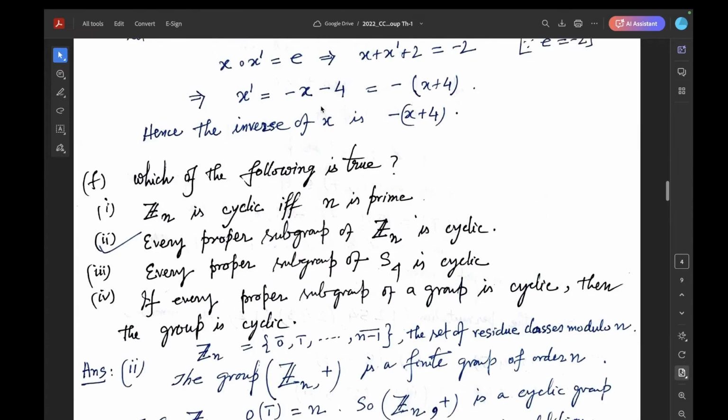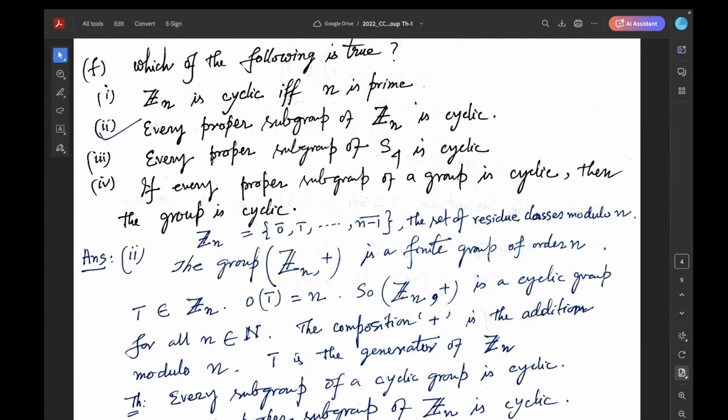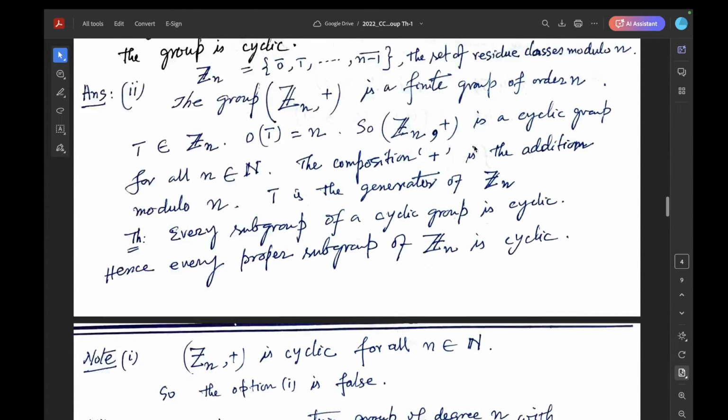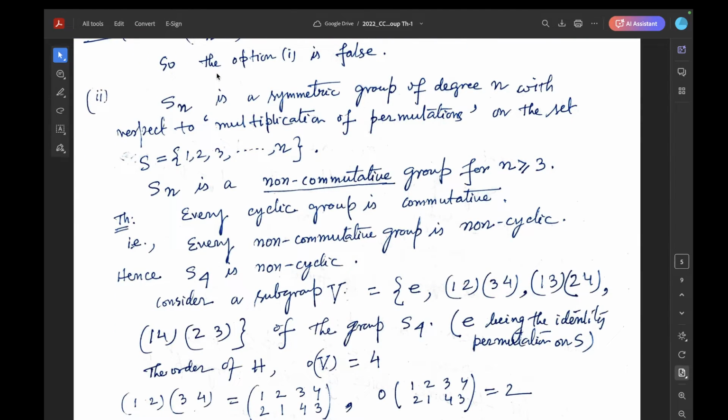Next, option 3: every proper subgroup of S4 is cyclic. Now, Sn is the symmetric group of degree n with respect to multiplication of permutations on the set S = {1, 2, 3, 4, ..., n}. Sn is a non-commutative group for n greater than or equal to 3. Every cyclic group is commutative. That is, every non-commutative group is non-cyclic.